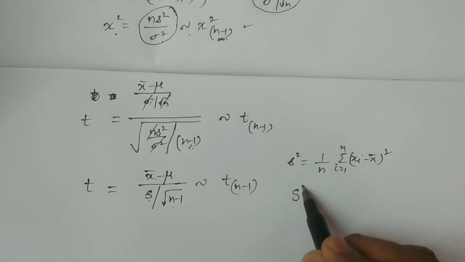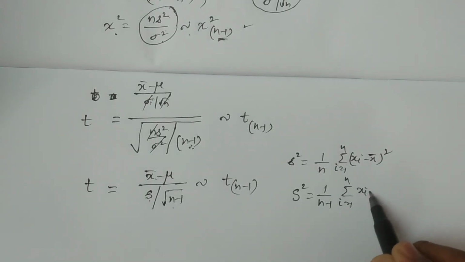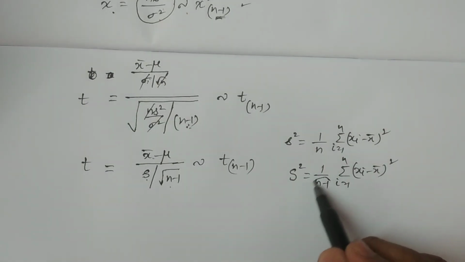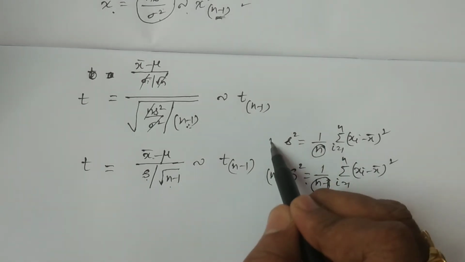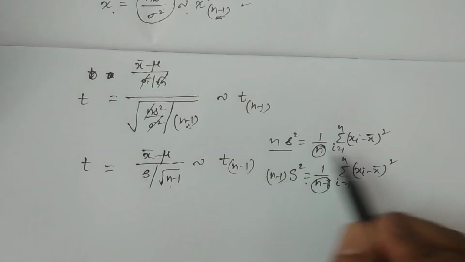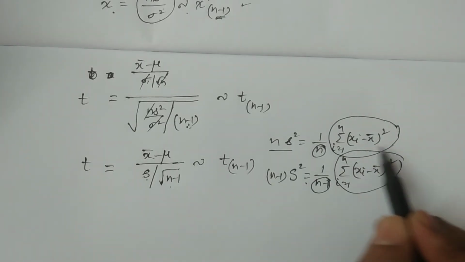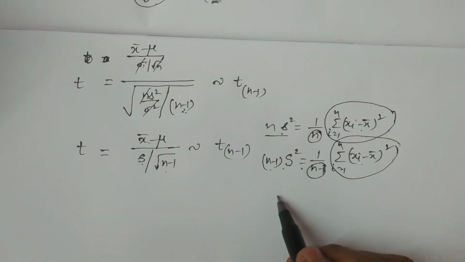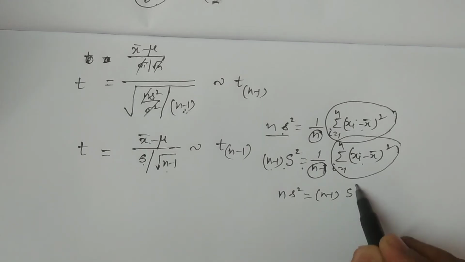And for capital S square, I give you one more formula. It is 1 by n minus 1 summation, i equal to 1 to n, of xi minus x bar the whole square. From these two, if you take n minus 1 to the left hand side, n minus 1 into capital S square, and n to the left hand side, n into small s square, the summation of xi minus x bar whole square is nothing but n into small s square here, and n minus 1 into capital S square here. Therefore, n into small s square is equal to n minus 1 into capital S square.